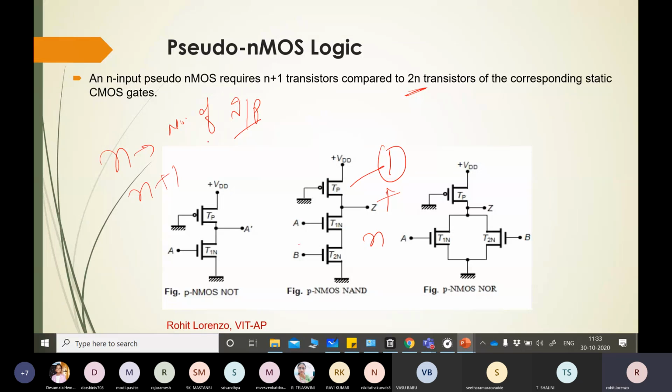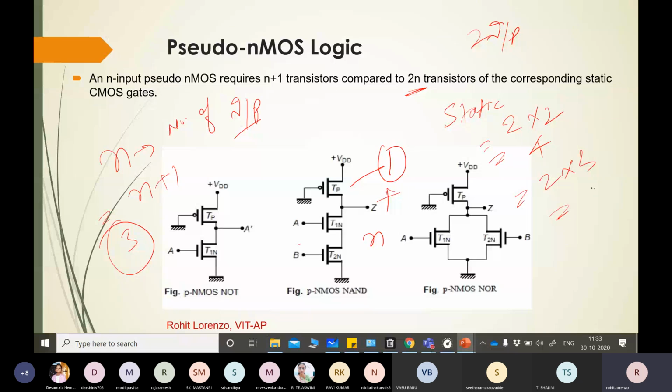So if there is a 2 input circuit, static CMOS will be 2 into n, for 2 inputs it will be 4. But in this case it will be 2 plus 1, 3. Similarly, for 3 inputs, 2 into 3 will be 6 here, and here it will be 4. Okay, so this is the thing.